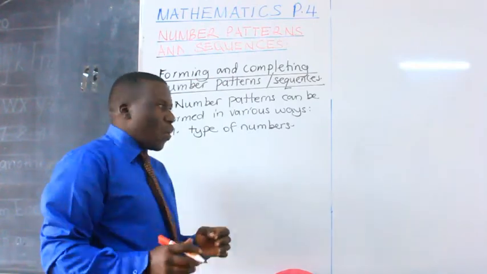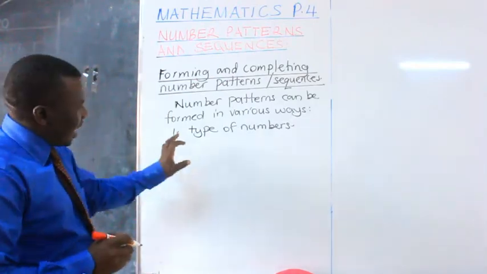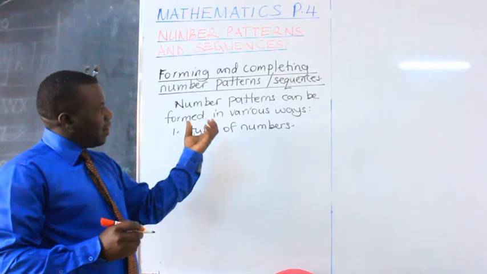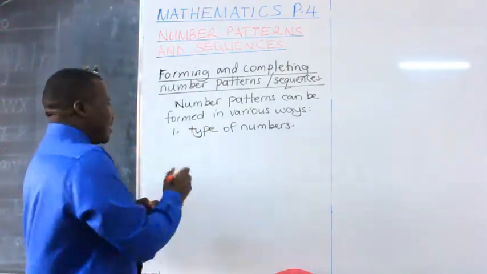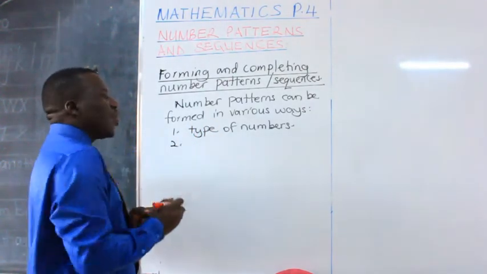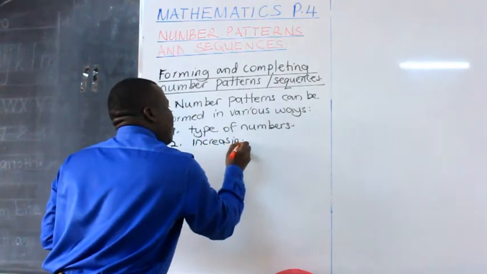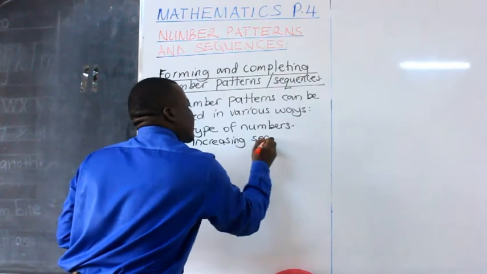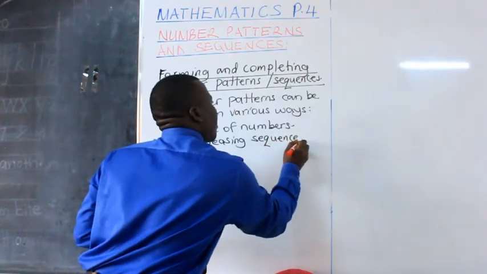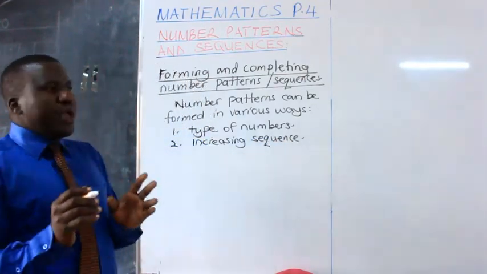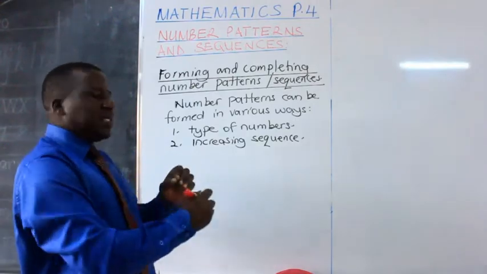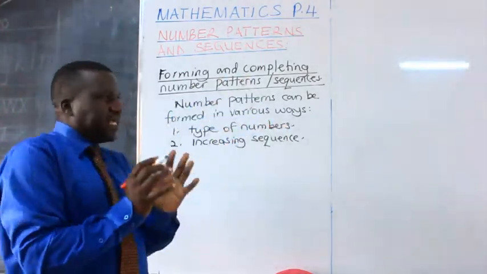And so on and so on. Okay? So that is how you can have a number pattern of types of numbers. There is also a number pattern where it is an increasing pattern or sequence. Okay? So there is a situation where you are going to find that the numbers keep on increasing by a certain number.